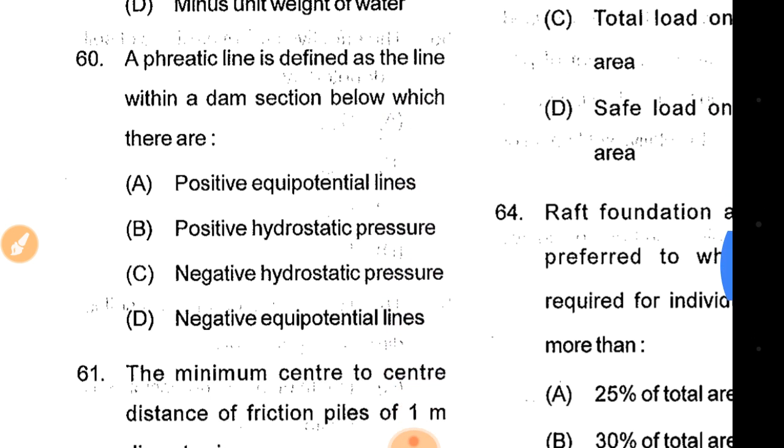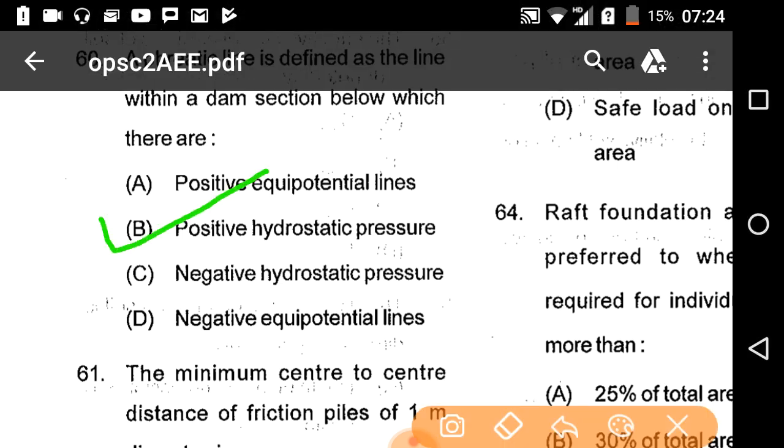A phreatic line is defined as the line within a dam section below which there is: a positive equipotential line, positive hydrostatic pressure, negative hydrostatic pressure, negative equipotential line. So a phreatic line is defined as the line within a dam section below which there is a positive hydrostatic pressure. Option B will be the correct answer.